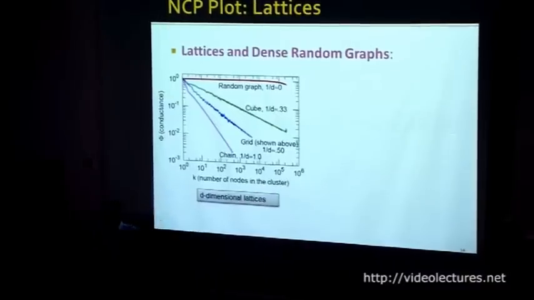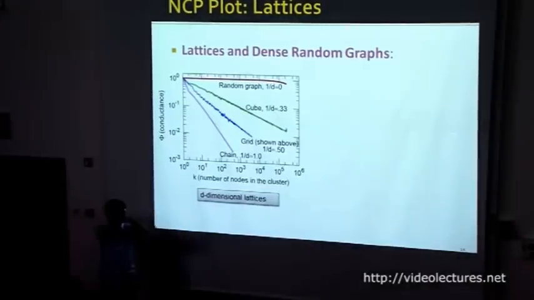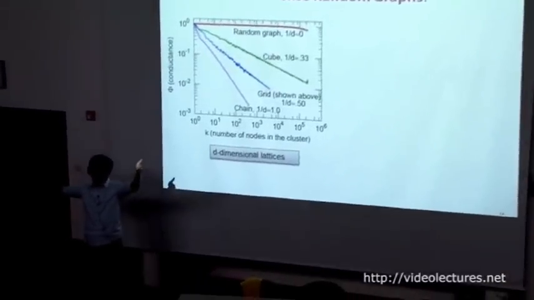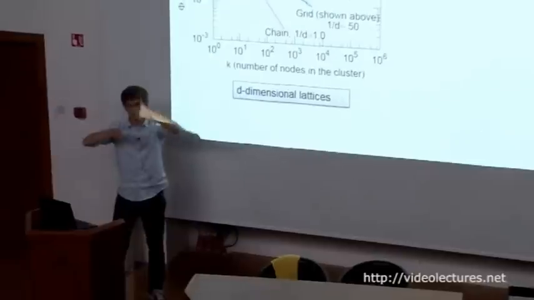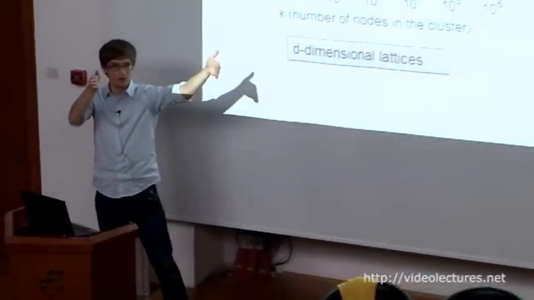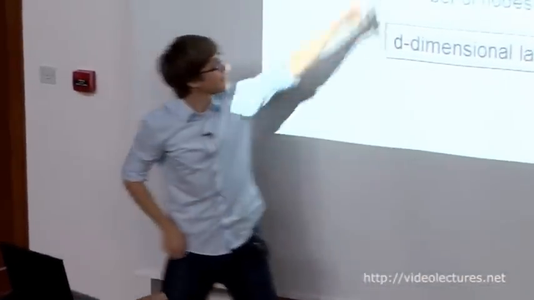Because basically, if I have a long chain, I always need to cut one edge to get a cluster of how many nodes, whatever size I want, right? So my conductance is always 1 over the number of nodes times 2 inside the cluster, right? So this will go down.